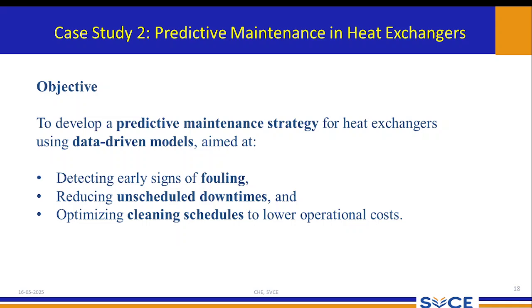So the objective is to develop a predictive maintenance strategy for heat exchangers using data-driven models aimed at detecting early signs of fouling. The main problem in the heat exchanger is fouling. The hot fluid and the cold fluid are allowed to pass so that heat is transferred from the hot fluid to the cold fluid. During this process, because of the characteristics of the fluid flowing inside the tube side or shell side, obviously fouling occurs.